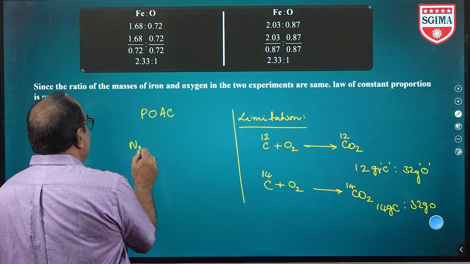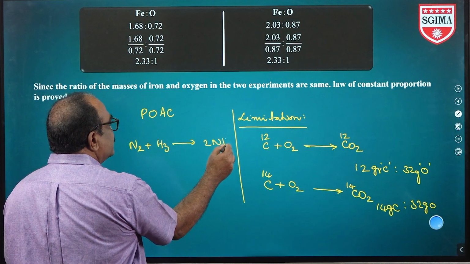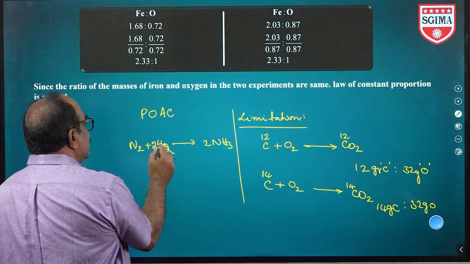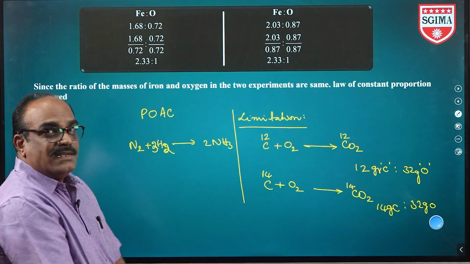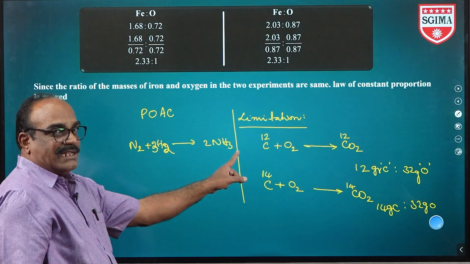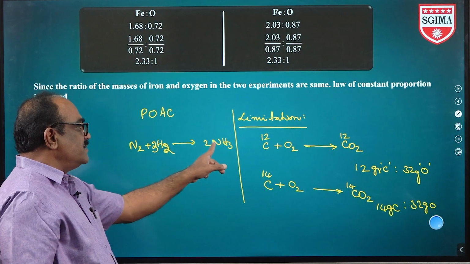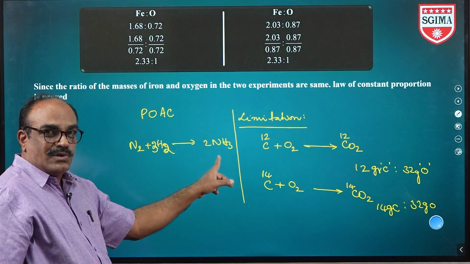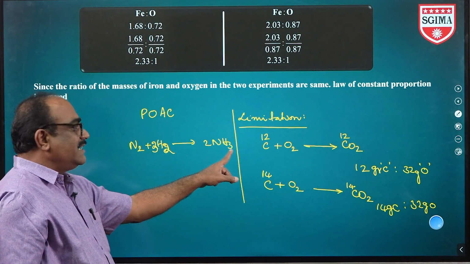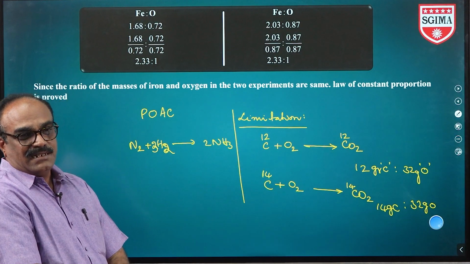For example, if nitrogen is combining with hydrogen, you are going to produce ammonia. This will be written in the form of a balanced chemical equation: N2 plus 3H2 gives rise to 2NH3, meaning that atoms are conserved. On the left hand side 2 nitrogen atoms, on the right hand side also 2 nitrogen atoms. On the left hand side 6 hydrogen atoms are present, on the right hand side also 6 hydrogen atoms must be there.